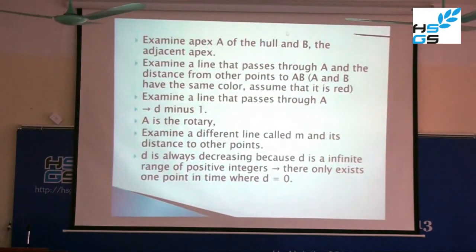After examining apex A and a line that passes through A and the distance from the other points to AB, we can examine a line that passes through A as D minus 1. If we choose A as the pivot, we can examine a different line called M and its distance to other points. D is always decreasing because D is in a range of positive integers. So there only exists one point in time where D equals 0.